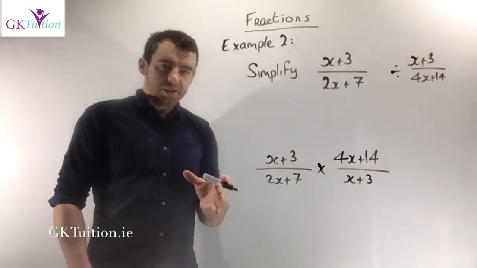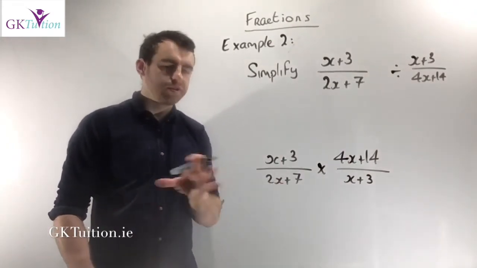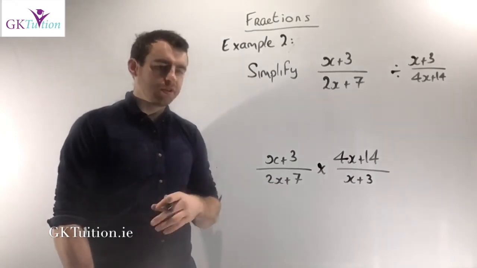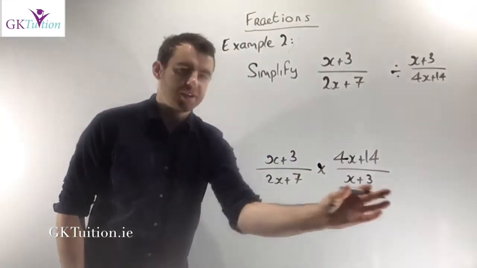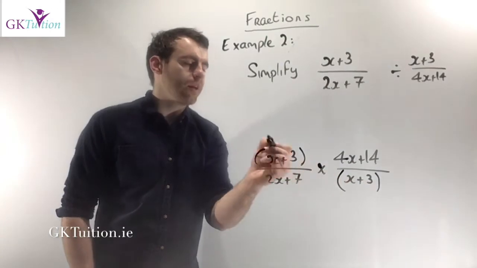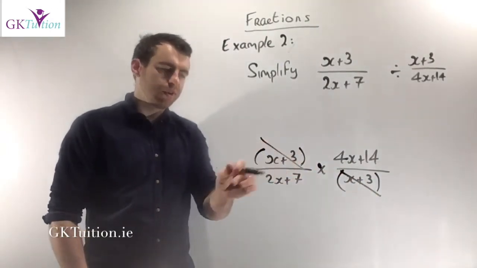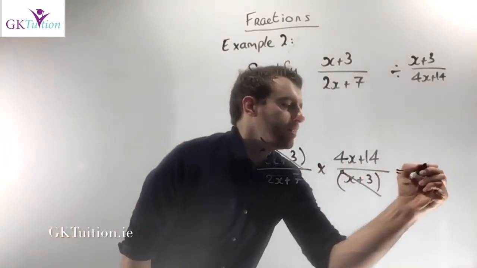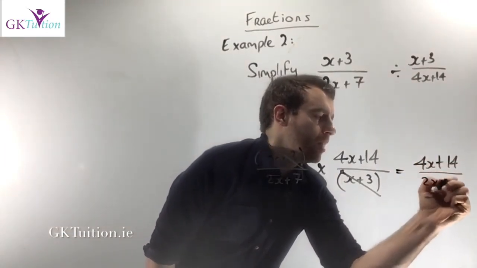Now, it is incredibly straightforward to multiply fractions by each other. You don't need a common denominator, you don't need anything like we did in example 1. If you're multiplying fractions by each other, you simply multiply the top of the fraction by the top and the bottoms together. However, in this case, you should notice that you have an x plus 3 on the top and an x plus 3 on the bottom. So the x plus 3 on the bottom divides into the x plus 3 on the top once, and essentially I can cross them out. I can rewrite this as 4x plus 14 divided by 2x plus 7.